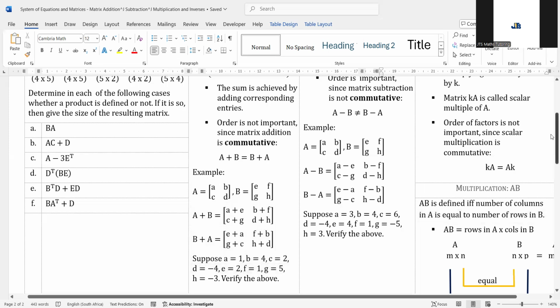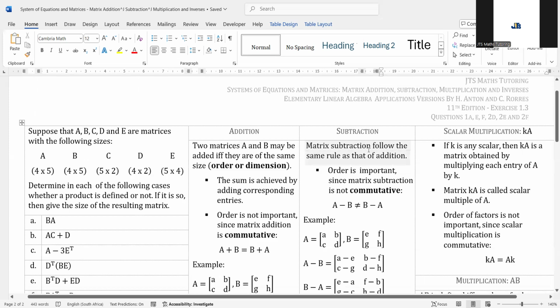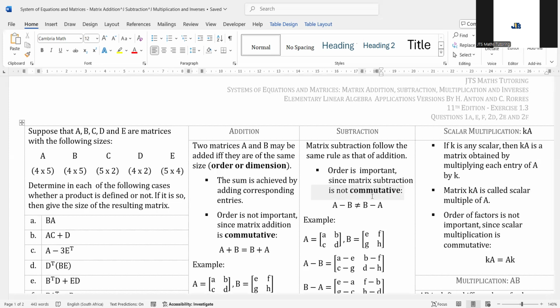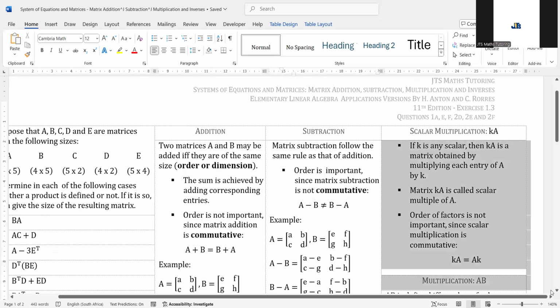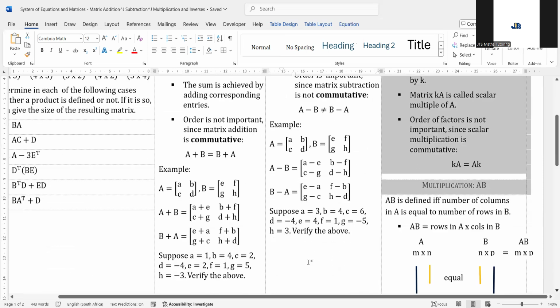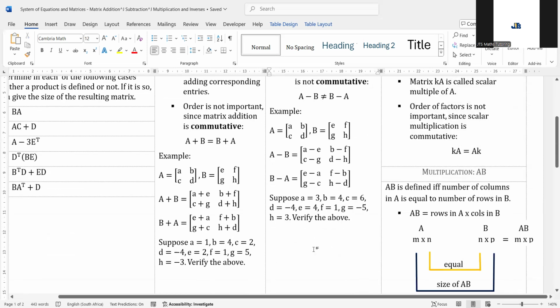All right. Now let us look at how we subtract matrices. Matrix subtraction follows the same rules as that of addition. But take note that order is important since matrix subtraction is not commutative. Just like real numbers, 3 plus 5 is equal to 8, and 5 plus 3 is equal to 8. But 3 minus 5 is going to be equal to minus 2, and 5 minus 3 is going to be equal to 2. So this is exactly where we are getting that principle from. Okay, let's get going. I've also given you an example, and information just to verify what I've just said there.